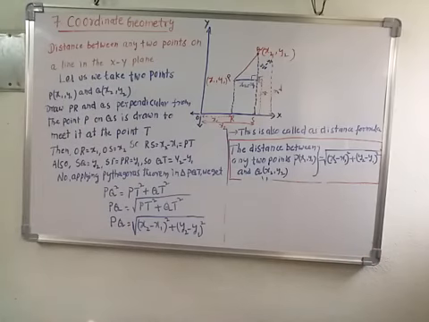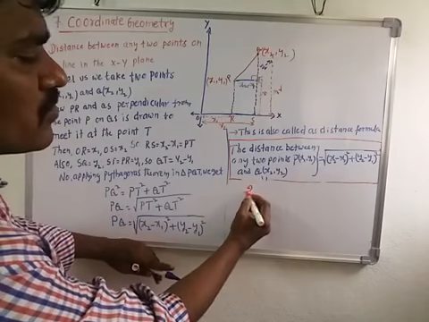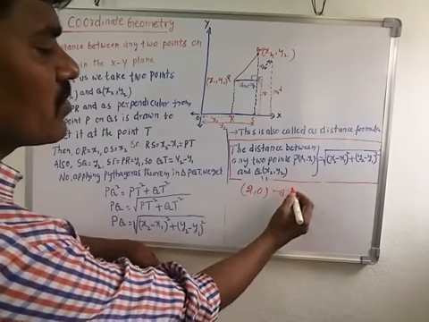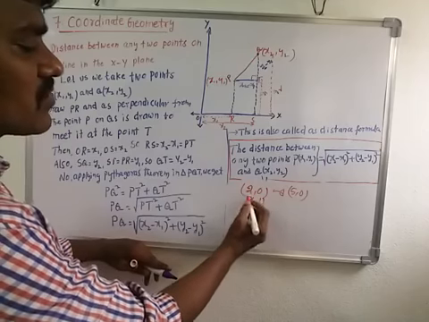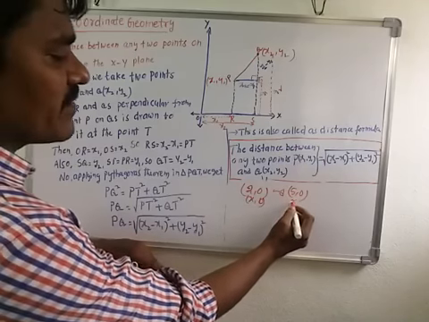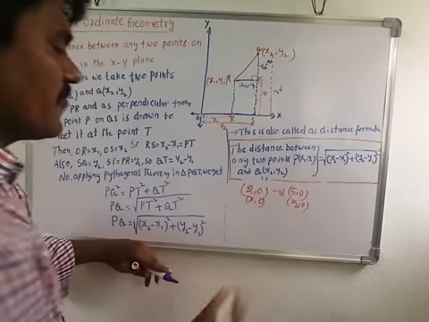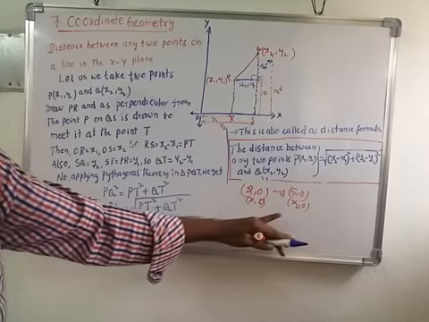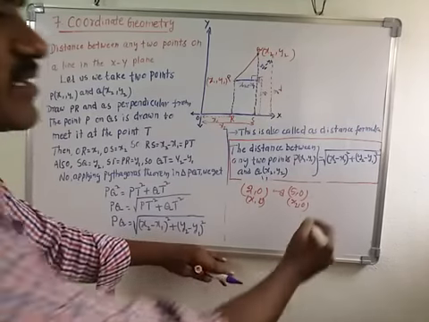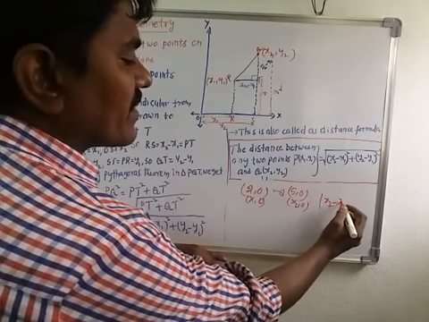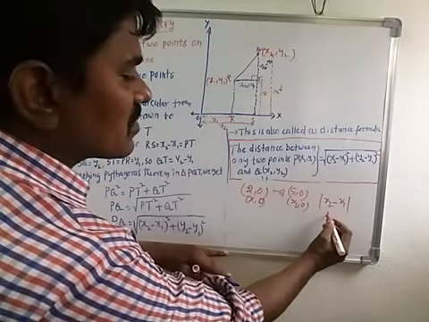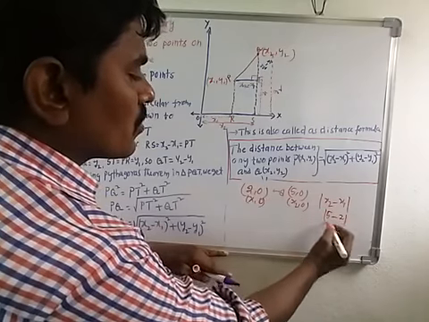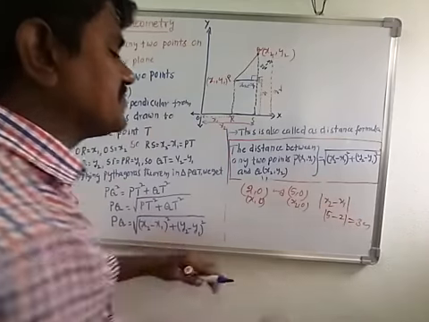Yesterday we have learnt the distance between 2, 0 and 5, 0. So here 2, 0 is x1, 0 and 5, 0 is x2, 0. Then what is the distance between x1, 0 and x2, 0? That is modulus of x2 minus x1. So here what is the distance between 2, 0 and 5, 0? 5 minus 2 is equal to 3 units.